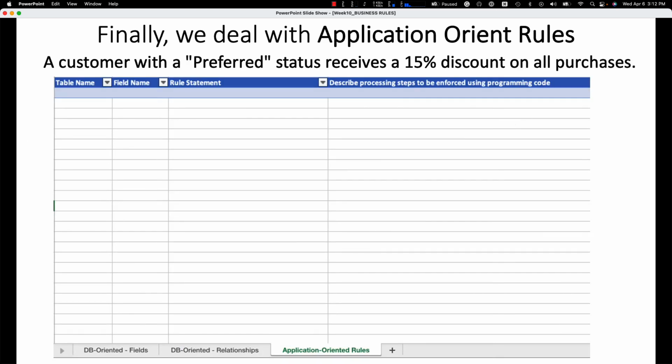The last tab is Application-Oriented Rules. And that is something along the lines of a customer with a preferred status receives a 15% discount. So that's what we're going to have in the rule statement. We're going to do it on the invoice table and the discount field. We've got a rule statement. And so then what are the steps that we're going to do to enforce that in code?